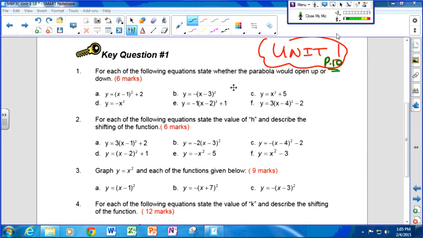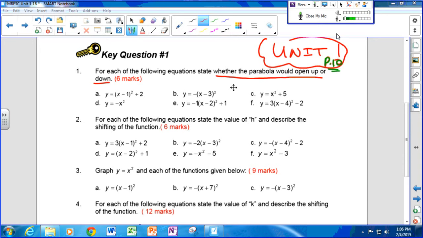So this is key question number 1. We're on page 10 of Unit 1, and we're just going to wrap things up because I ran out of time yesterday and had to rush off the air. Question number 1 says, for each of the following equations, state whether the parabola would open up or down. Notice that I've underlined the key part of the question, and that's part of the 4-step problem-solving model that I used.